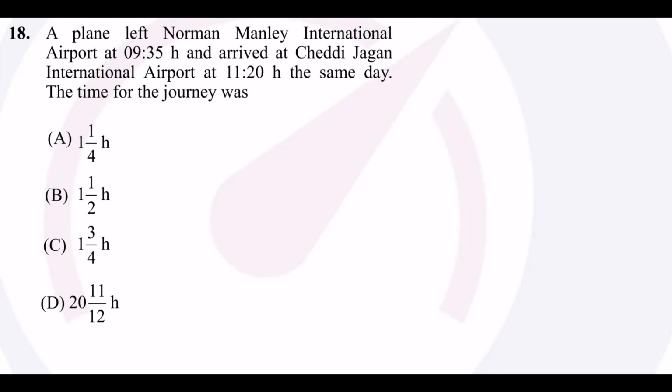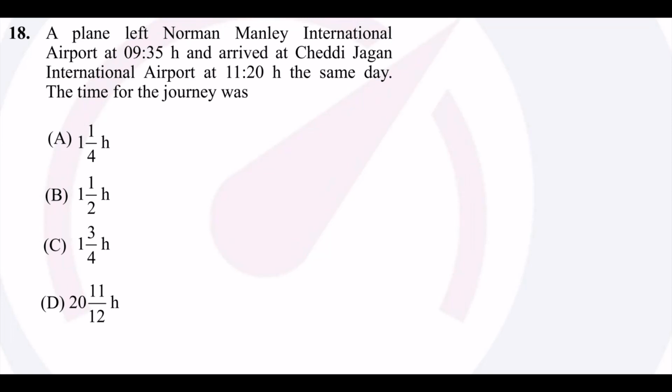Alright? Question 18. Try this before me. Make sure you try this. Them questions you must be able to do on your own, you know. A plane left Norman Manley International Airport at 09:35 hours and arrived at Cheddi Jagan International Airport at 11:20 the same day. The time for the journey was, so we want to find the time.